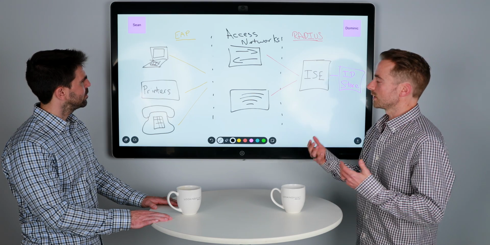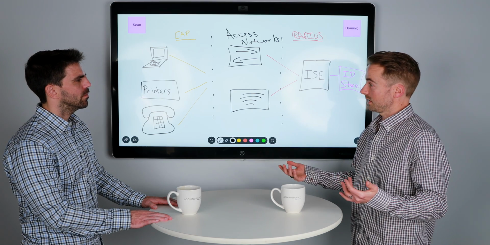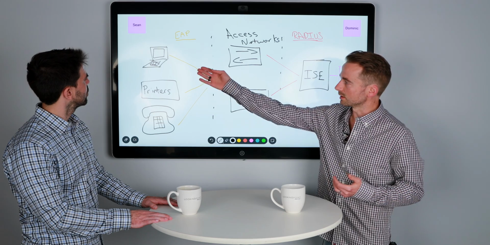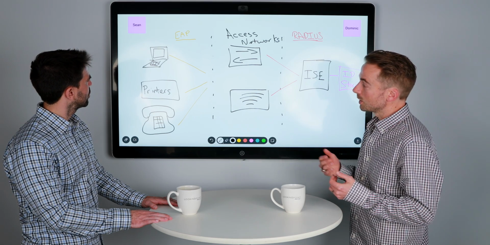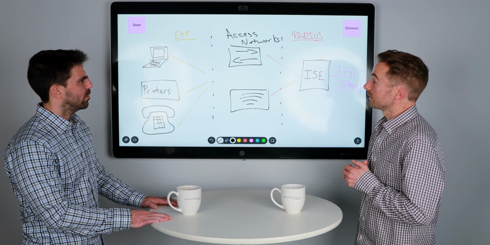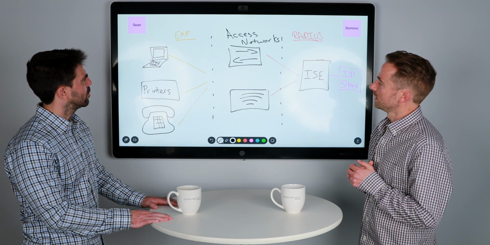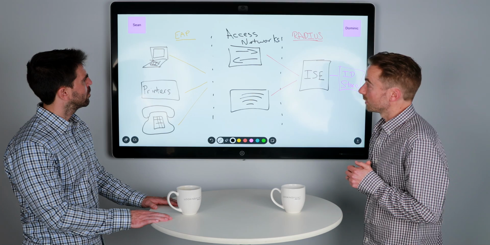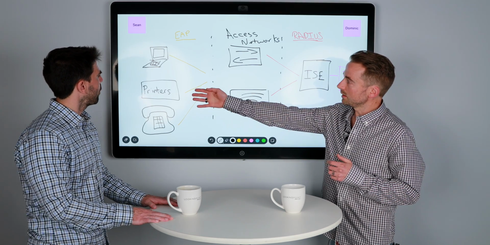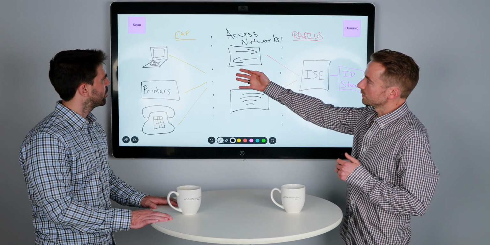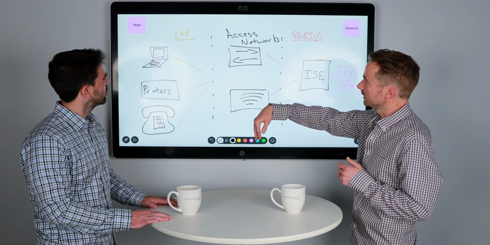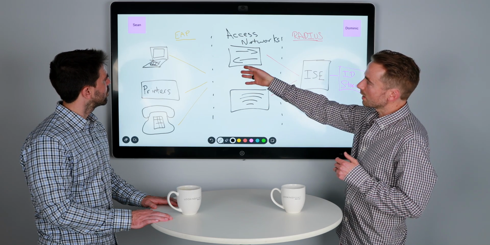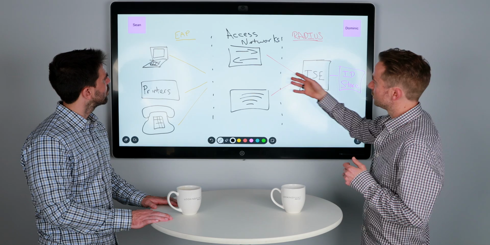So one of the fundamental use cases for ISE is authentication to the network. So we want to make sure that the computers, printers, and phones in this case are valid endpoints that we want to connect to the network. In order to authenticate them, we use 802.1x. So the endpoints talk to the switches using a protocol called EAP. We can forget about the details for a second. The switches proxy that authentication information to your RADIUS server.